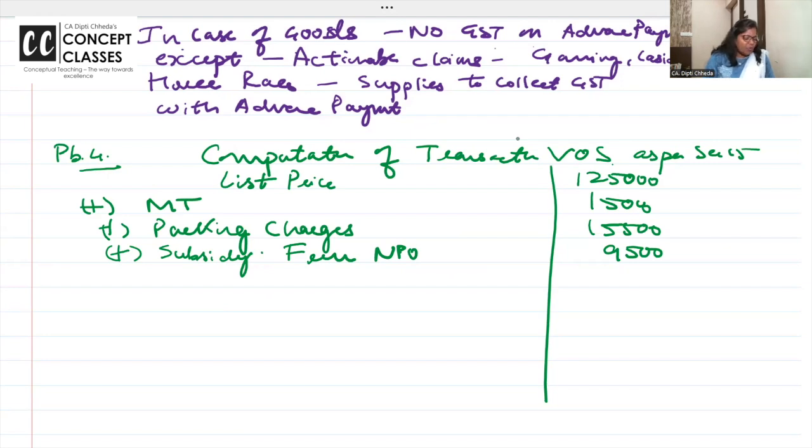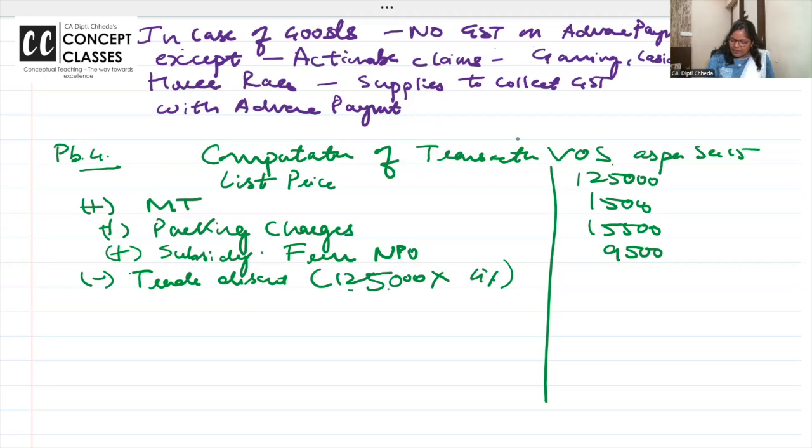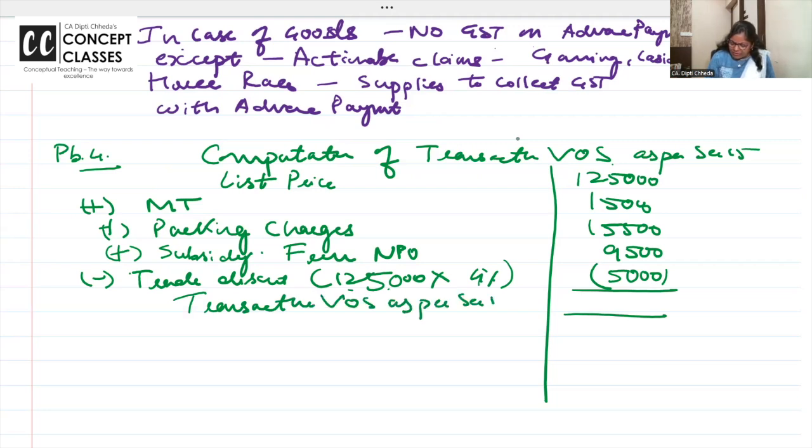Sun Limited offers a 4% discount on the list price. So if there is a discount on the list price, it's like a trade discount. You have to minus it. But don't calculate it after adding all this directly on the list price. 4% on 1,25,000 comes to 5,000. You have to deduct that. Now what you get, you call it the transaction value of supply as per section 15.